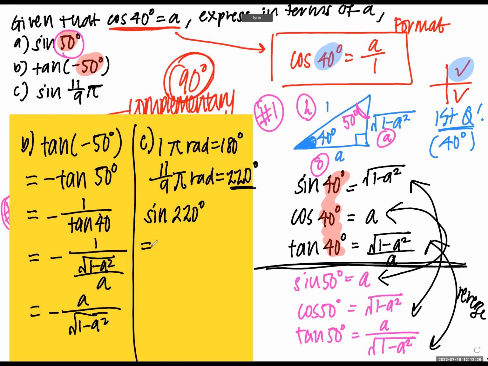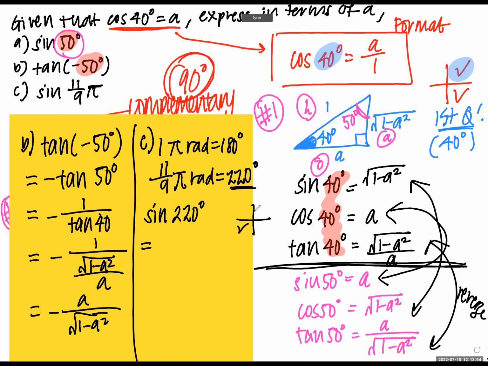Do you all still remember, when it is sine 220, what is the methodology we need to do? What are the steps? You identify the basic angle. That is the second step. But what's the first step? You identify what quadrant. So what quadrant is this in? Third quadrant, right? And third quadrant means what?